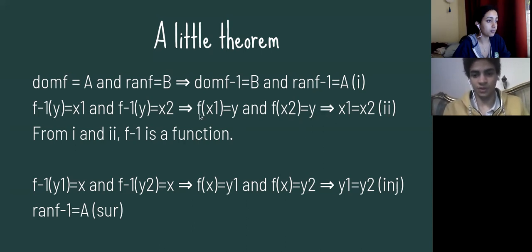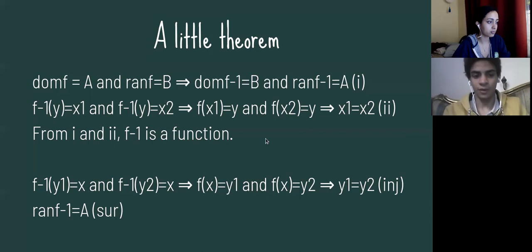So the fact that f of x1 equals y and f of x2 equals y, and the fact that f is actually an injective function, this would imply that x1 equals x2. So now looking at these two statements, 1 and 2, I can say that f inverse is actually a function. Okay, since the range of f inverse is a subclass of A, since it's actually equivalent to A, and since f inverse of y equals x1 and f inverse of y equals x2 imply that x1 equals x2. That makes f inverse a function. So it satisfies the two conditions for it to be a function.